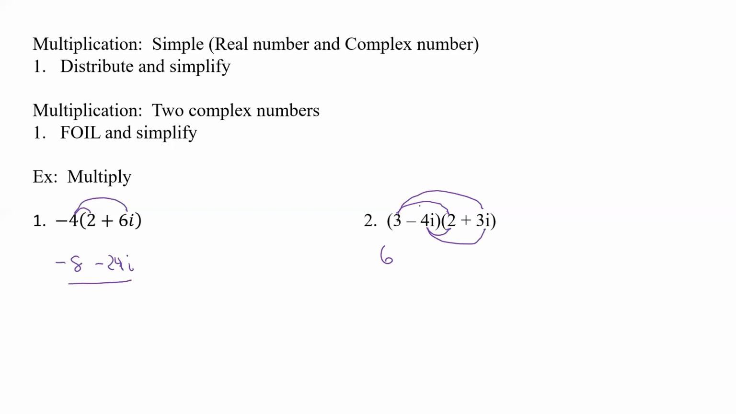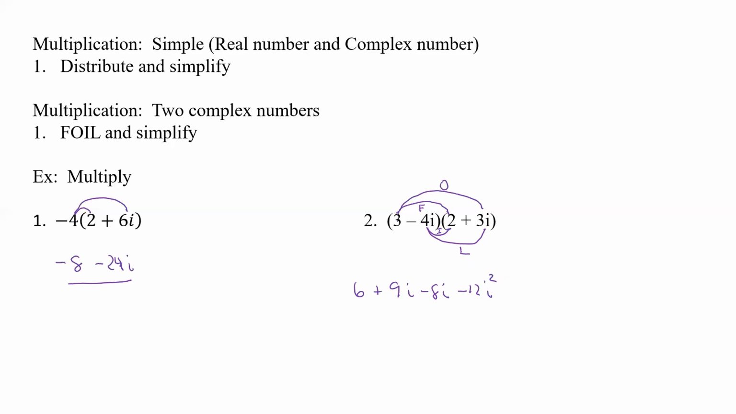So this would be first, then outer, then this is inner, and this is last. That's really what the FOIL is. Now let me write my 6 a little lower so I can continue on. The first is 3 times 2, which is 6. Outer is 3 times 3i, which gives me +9i. Now my inner is 2 times -4i, so it's -8i. And last is going to be -12 times i squared.